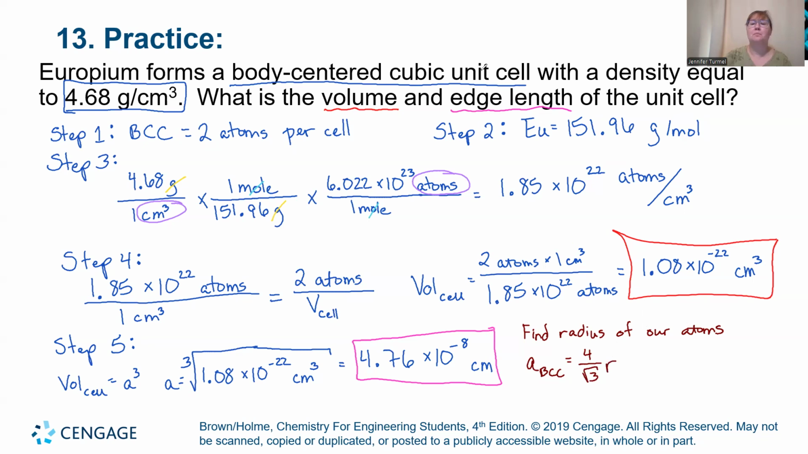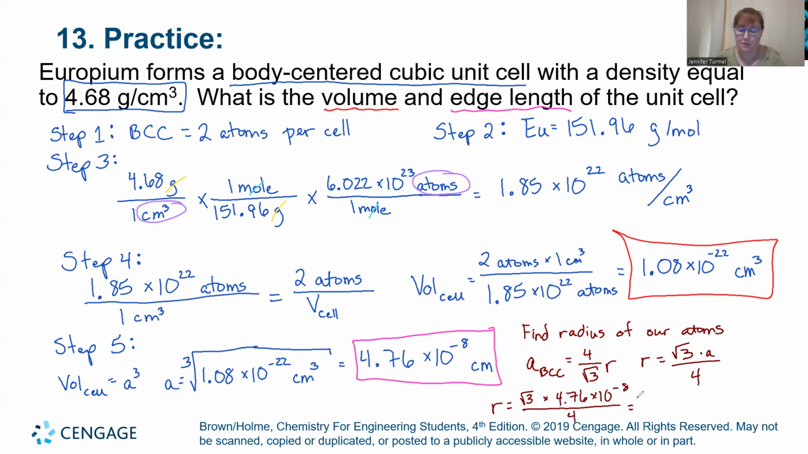Okay. I actually need a calculator because I haven't done this. I have my calculator now. So we have A equals 4 over root 3 times R, and then we will solve for R. Okay, there we go. We will solve for R by doing the square root of 3 times A, which I have right there, over 4. And so R equals the square root of 3 times 4.76 times 10 to the negative 8th divided by 4.